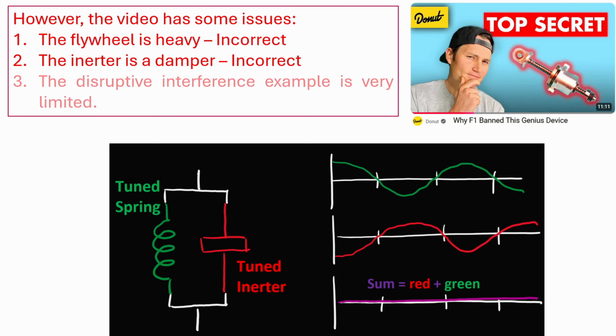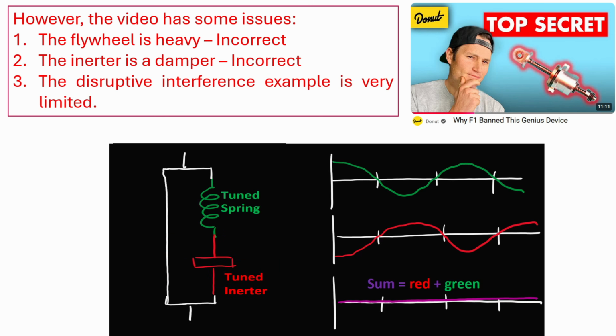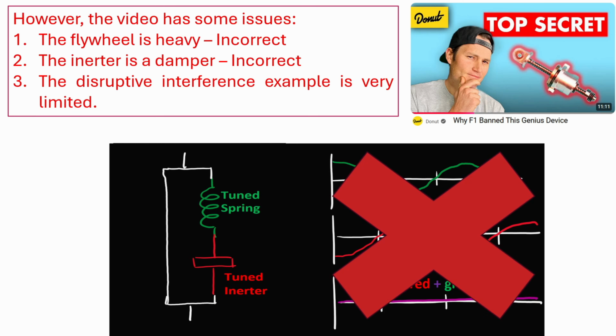The third issue is that the example used, although intuitive, is very special. If you change anything in their example, then the intuition they gave breaks down. For instance, if the spring and the inerter are connected in series instead of in parallel, then nothing of what the video says about destructive interference is correct.